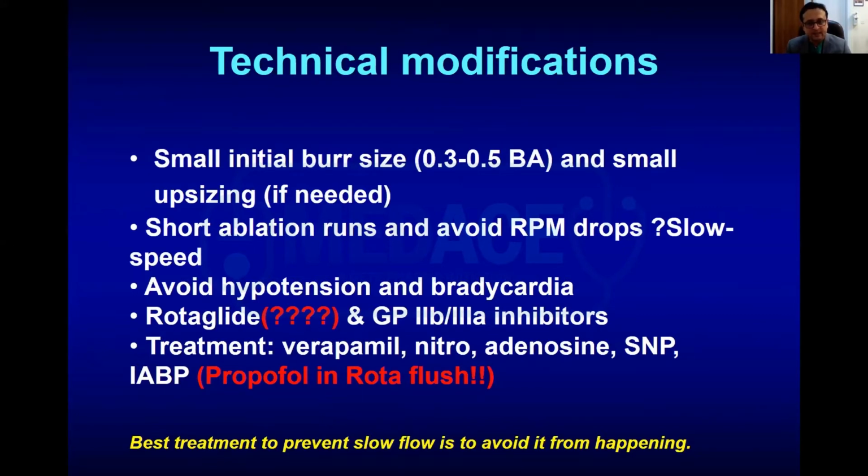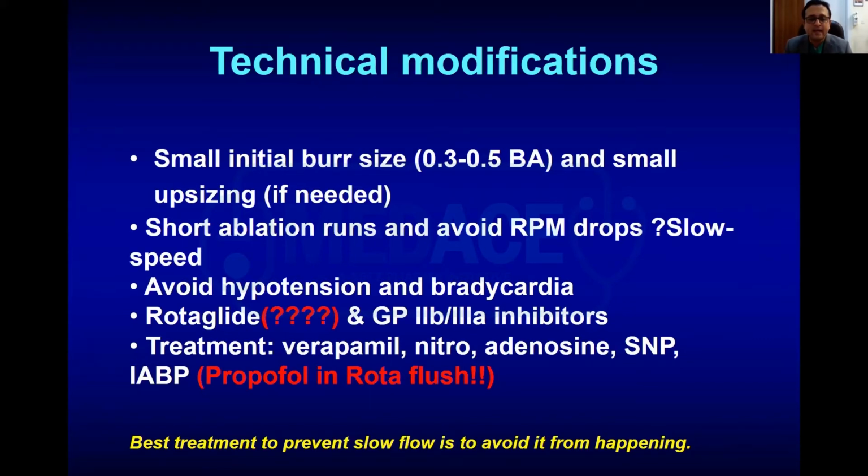Short ablation runs, avoid RPM drop, avoid hypotension and bradycardia, and as we said, keep the systolic blood pressure in triple digits. Rotaglide: I thought it was a Pakistani thing that we did not have Rotaglide in Pakistan, but I went to Turkey and even they did not have it. So it's probably just available in the US.